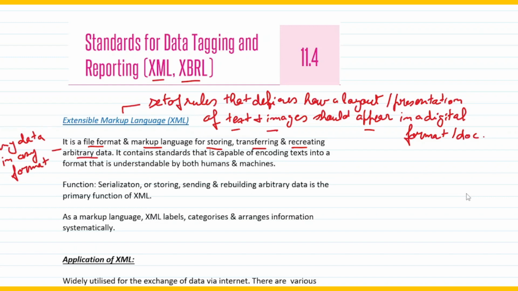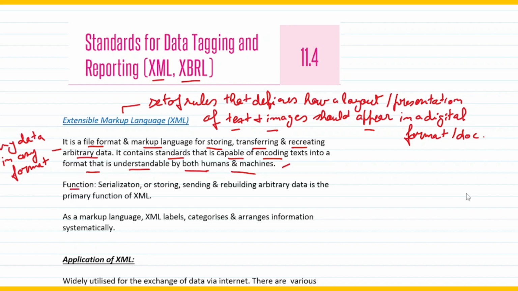So what exactly is extensible markup language? It is a file format and a markup language for storing, transferring and recreating arbitrary data. Fine. What does it contain? It contains standards that are capable of encoding text into a format that is easily understandable by both humans as well as machines. So that's the definition of extensible markup language.